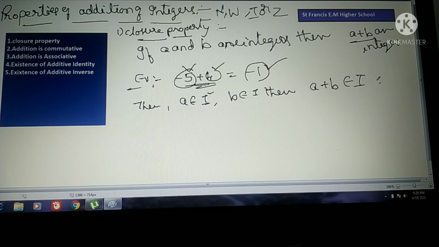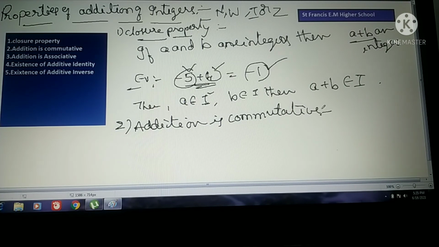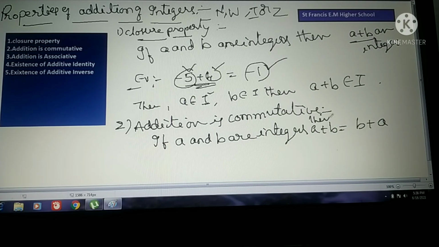Now see, addition is commutative. Addition is second property. Addition is commutative. How means? If a and b are integers, then a plus b equal to b plus a. Simple one. If a and b are integers, a plus b equal to b plus a. Okay, then a plus b equal to b plus a.